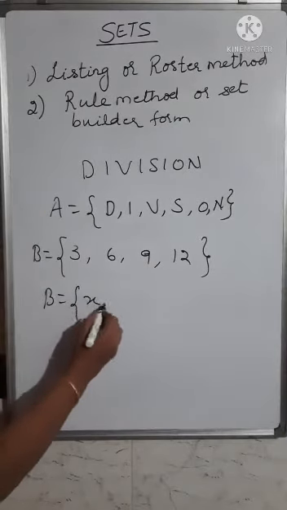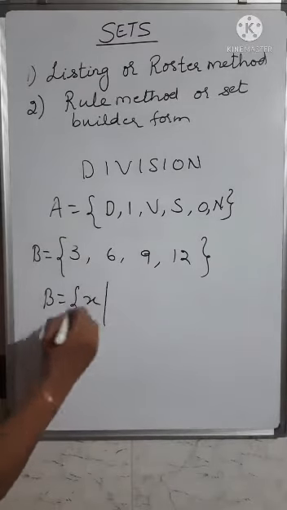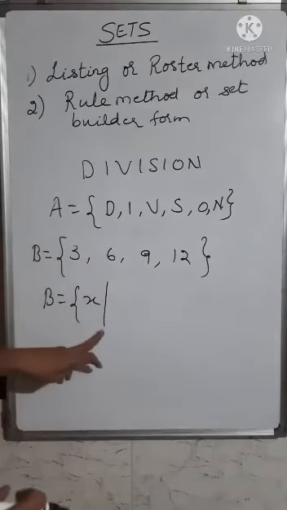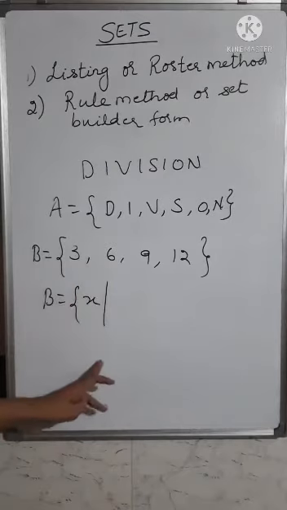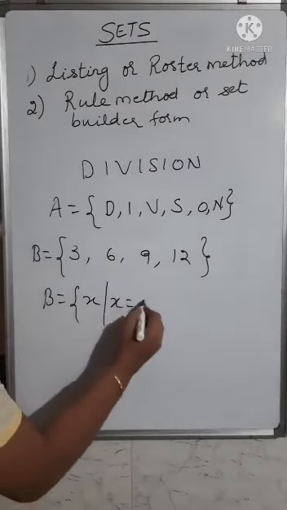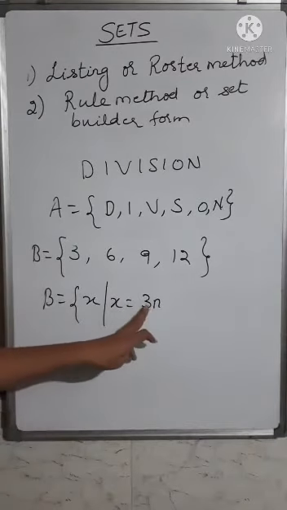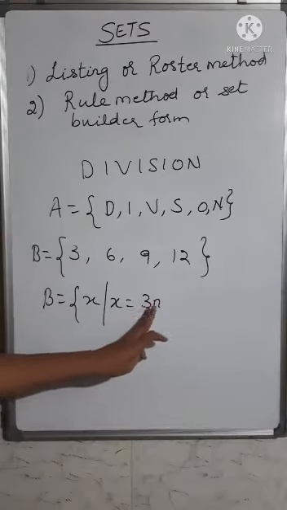You have to write it like x. x is an element of the set. Then this line, one slash you have to put, which represents "such that". So x such that x is equal to 3n. Here this is a multiple of 3, so you have to write it as 3n.